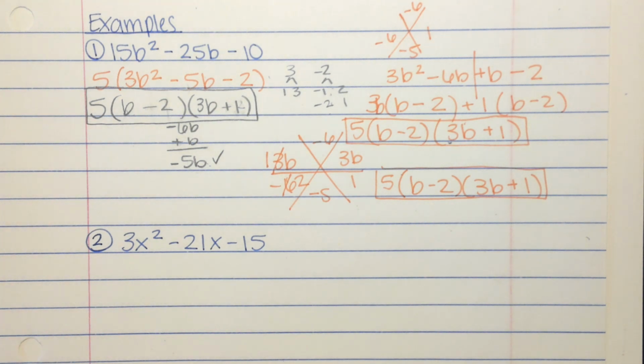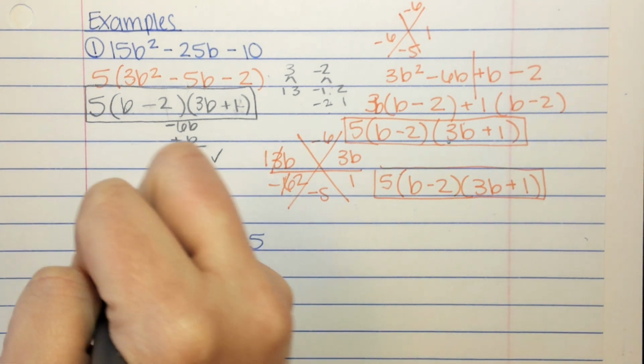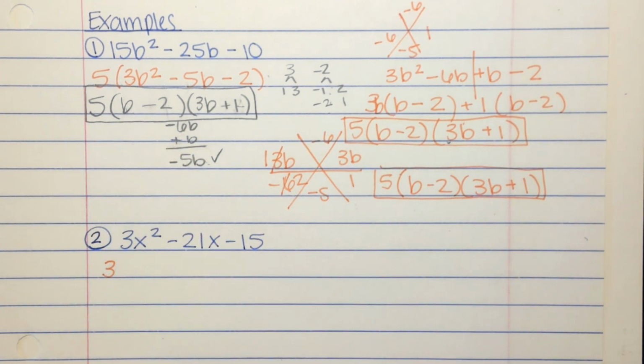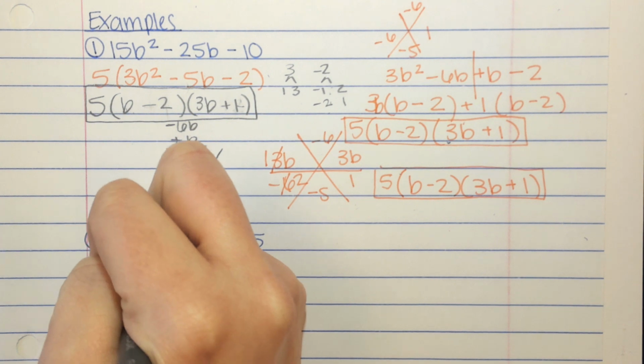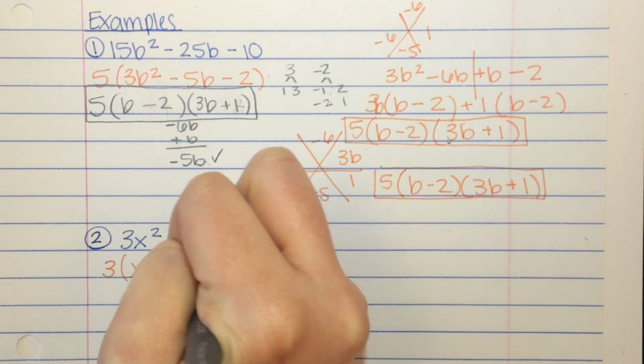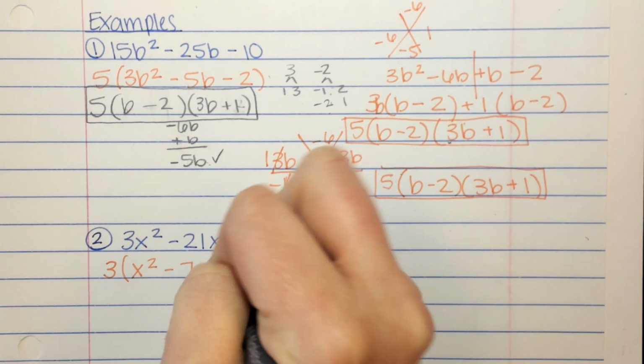Okay, so first we need to look to see if we have a GCF. So 3, 21, and 15. I can pull out a GCF of 3. And so I will have x squared minus 7x minus 5.